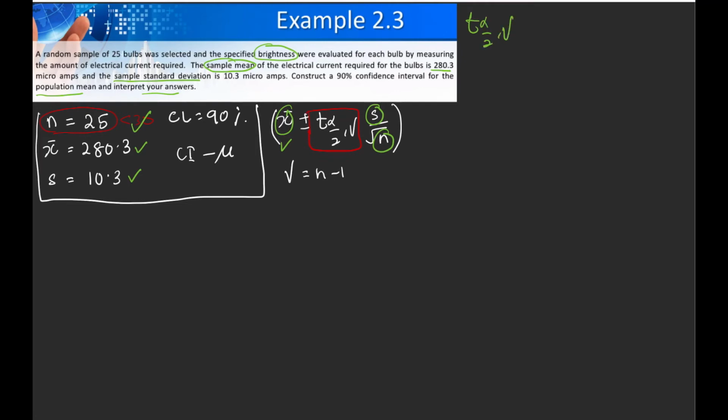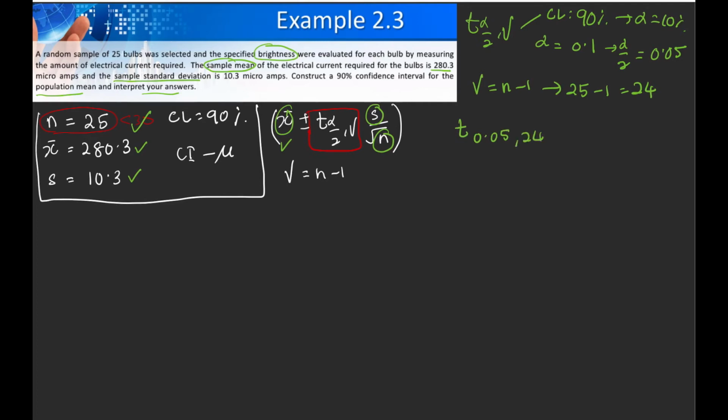Okay, we do it one by one. From the confidence level 90%, alpha is 10%. So alpha is 0.1. So alpha divided by 2, you will get 0.05. So nu is equal to n minus 1. Our n is 25 minus 1 equals 24. So T 0.05, nu is 24. Where can we get this value? From your stat table.